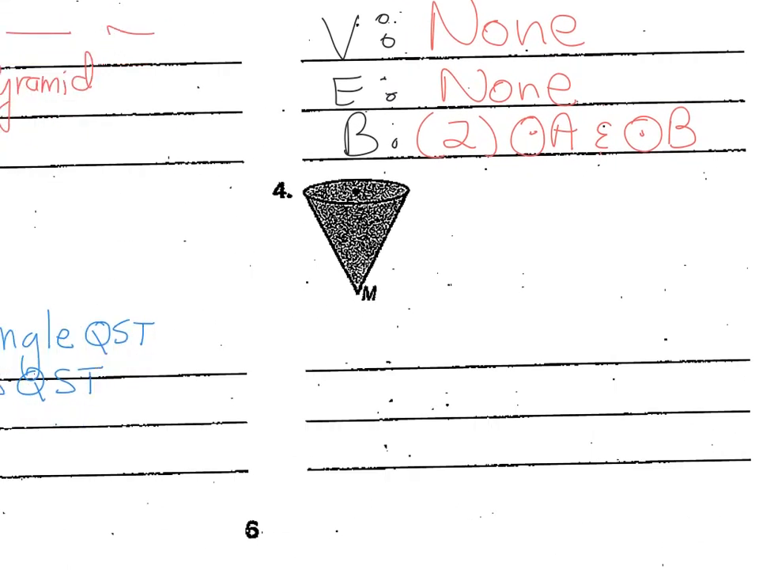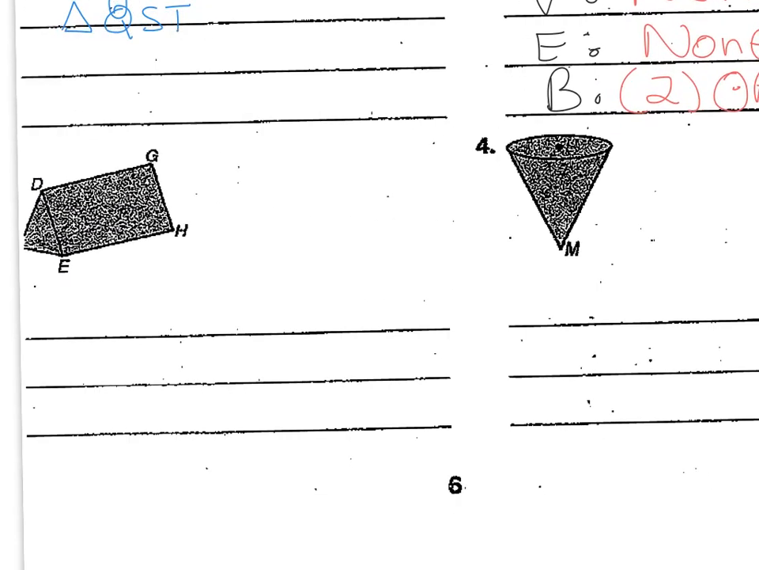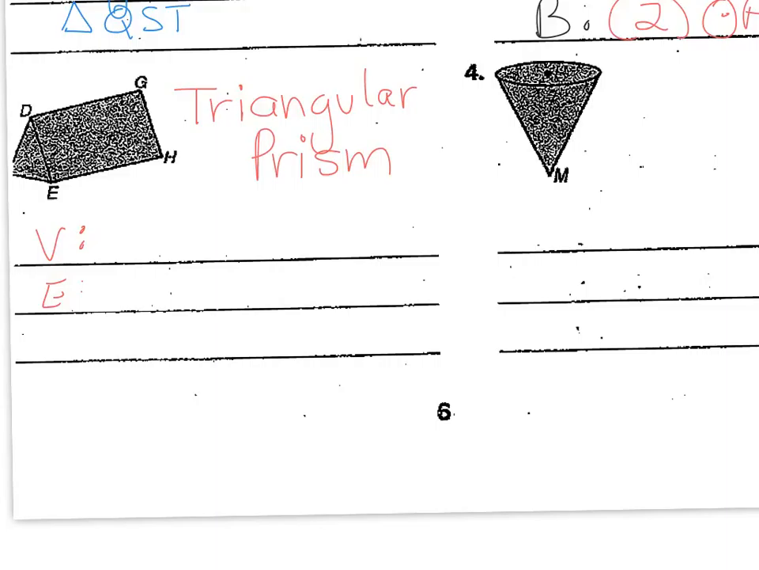Now let's go ahead and move on to number 3. So in number 3, we're going to do the same thing. Okay, so what is the name of that solid? It's a triangular prism, yes. And then we need to get the vertices, the edges, and the faces. Vertices, how many vertices? 6. We have 6, that is right. There's 1, 2, 3, and then 3 on the back, so it's 6.